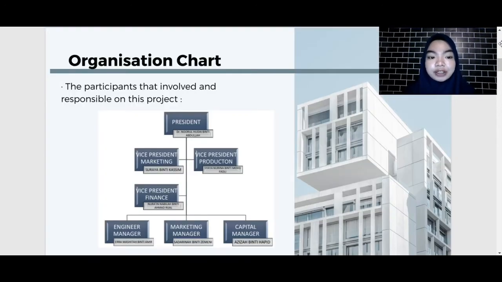This is the organization chart of participants involved in this project, where Dr. Nurul Hudai Binti Abdullah is our President, Suraya Binti Kassim as Vice President Marketing, Syasya Nurina Binti Mohammad Fadli as Vice President Production, Nura'in Nabilah Binti Mohammad Rijal as Vice President Finance, Era Mashita Binti Amir as Engineer Manager, Sadarina Binti Zamani as Marketing Manager, and the last one is Aziza Binti Hafid as the Capital Manager.